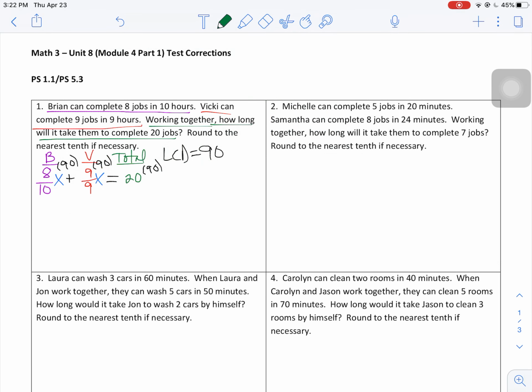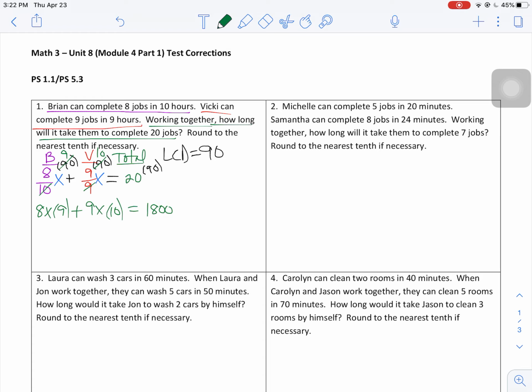So in that first term, 90 divided by 10 is 9, so we have an 8 and an x and a 9 left over. In the second term, 90 divided by 9 is 10, so we have a 9 and an x and a 10 left over. And then 20 times 90 is 1800. Then we just solve like normal from here.